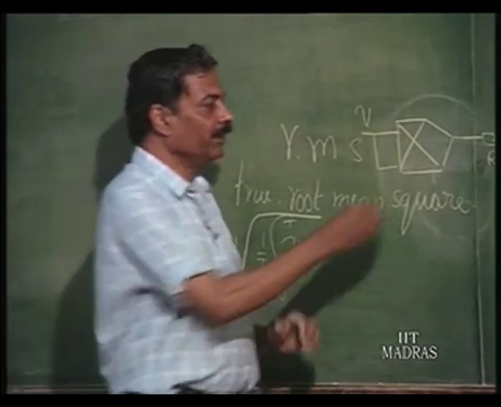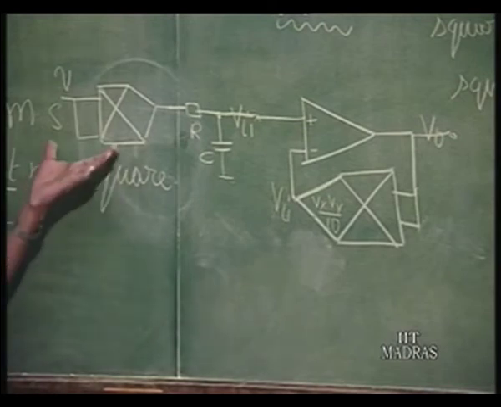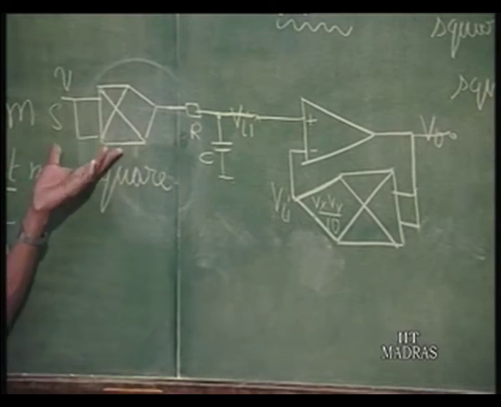So, the entire thing can be built using multipliers. Such units are available in the market for finding out the true RMS value of a given waveform.